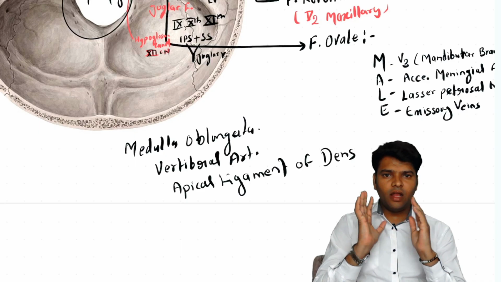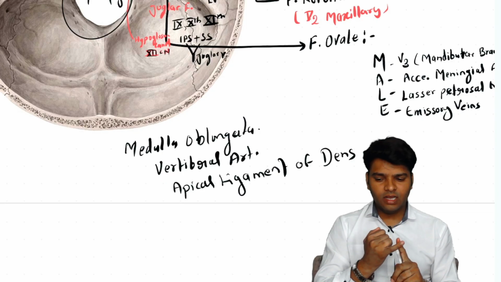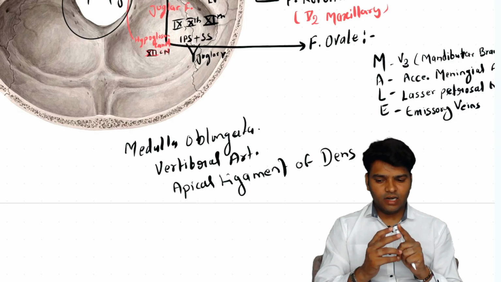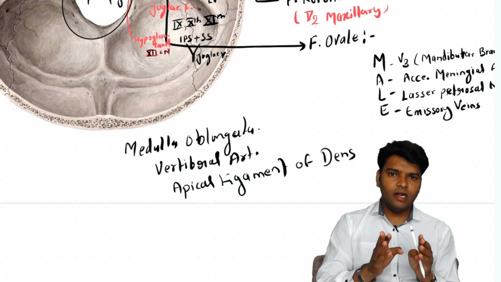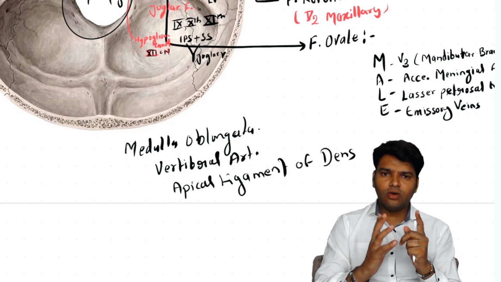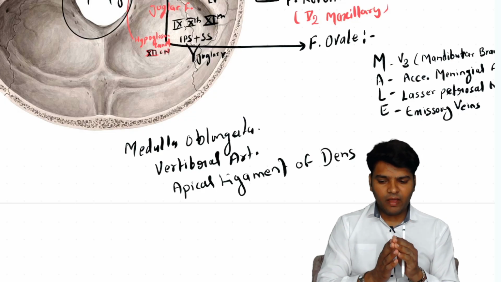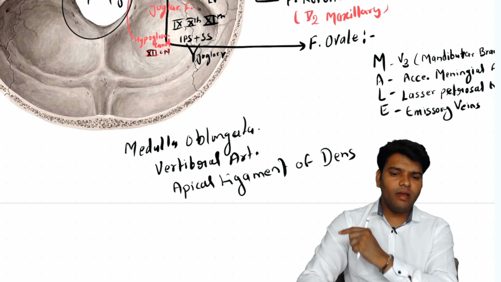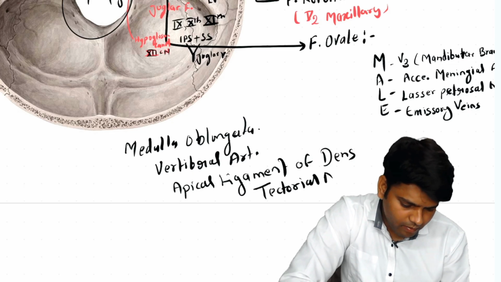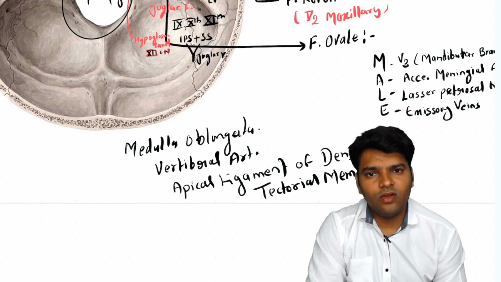Just try to understand, everything is going through the foramen magnum: the medulla oblongata, the vertebral artery along with the anterior and posterior spinal artery, with two branches, and the apical ligament of the dens also. And all these are covered with a membrane, which is called the tectorial membrane. So these are the structures which pass through the foramen magnum.